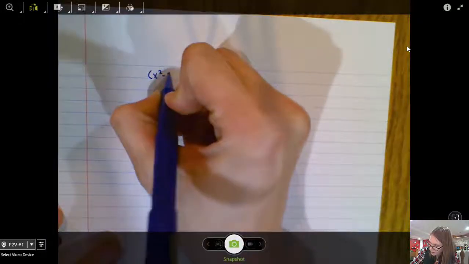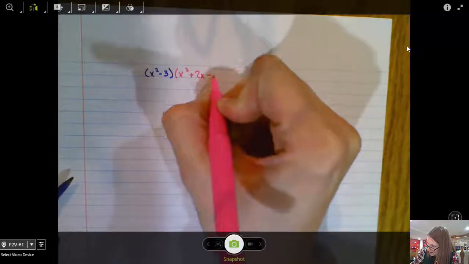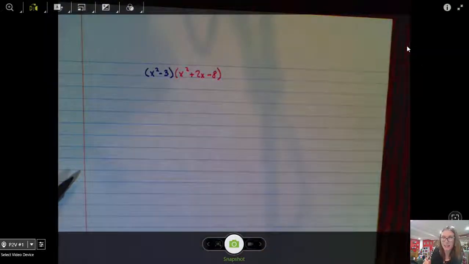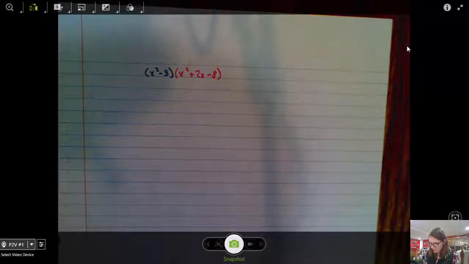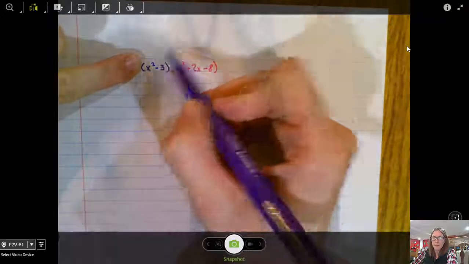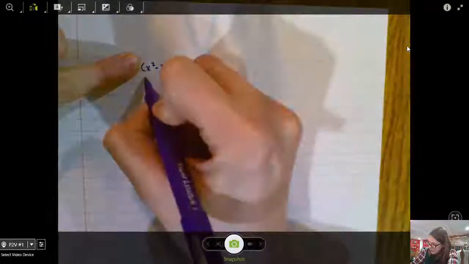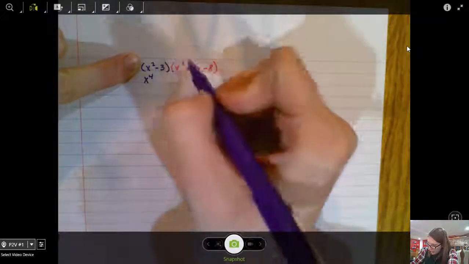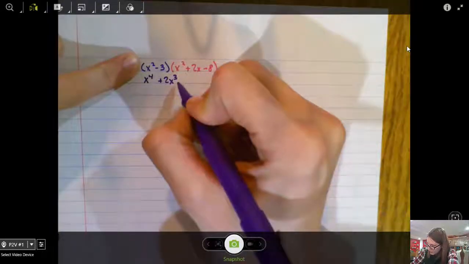So again, we had x squared minus 3, and then x squared plus 2x minus 8. And as you can see, this is going to get kind of messy, but it's some good practice at the same time. All right, so this x squared needs to get multiplied by each term over here in the pink. So x squared times x squared is x to the 4th. x squared times 2x is plus 2x cubed. x squared times negative 8.